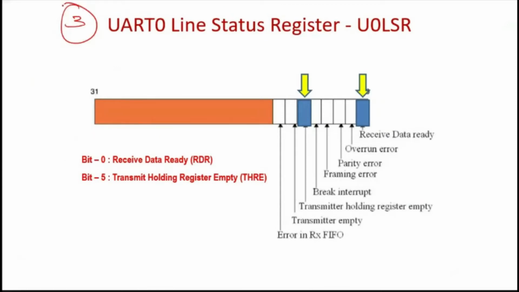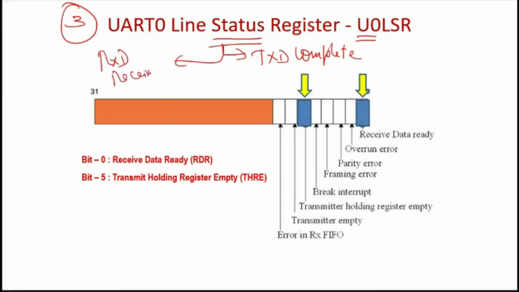The third SFR is the line status register. UART0 line status register, LSR. LSR stands for line status register. This fellow has 2 bits. Status always tells you what information you are gathering from that SFR. What is the status that you need for UART? The 2 statuses that I need for UART are whether my transmission is complete or whether I have received any data. This is what I am interested in.